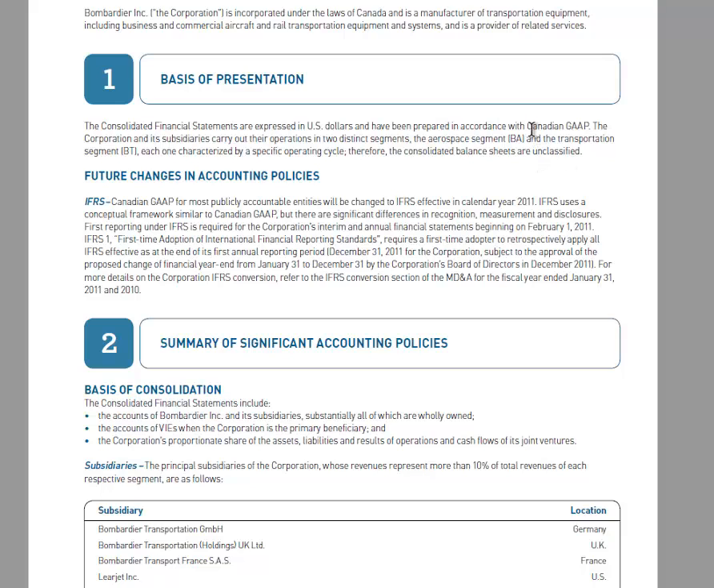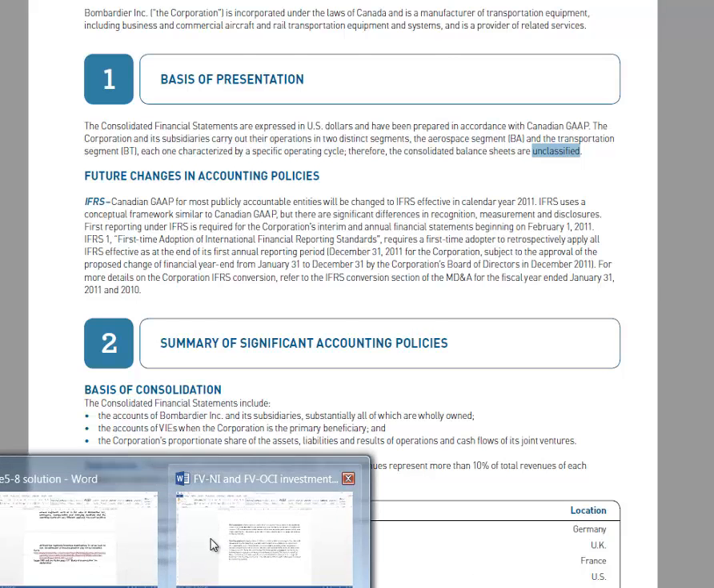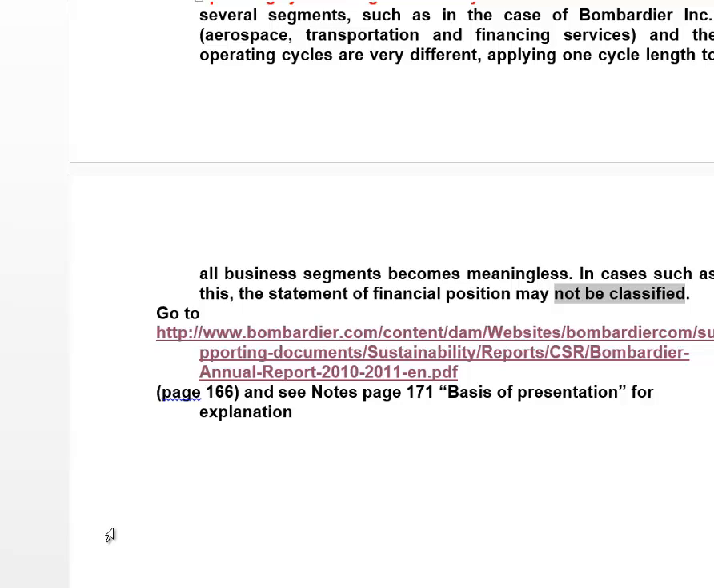And it says that they've prepared all their statements in accordance with GAAP, but it says because they carry out their operations in two distinct segments, the aerospace segment and their transportation segment, each one characterized by a specific operating cycle, meaning that they have two different ones. They don't classify the statements. So although this isn't a common thing we see, you can see in this textbook, these authors have chosen to kind of color outside the lines, as we say, and introduce you to that concept.